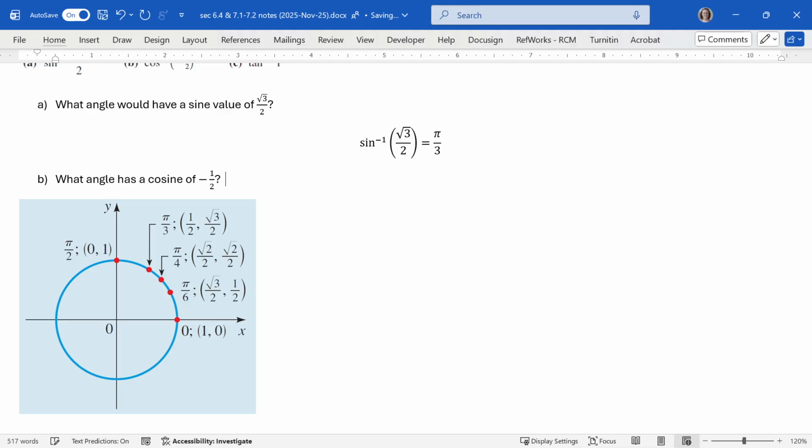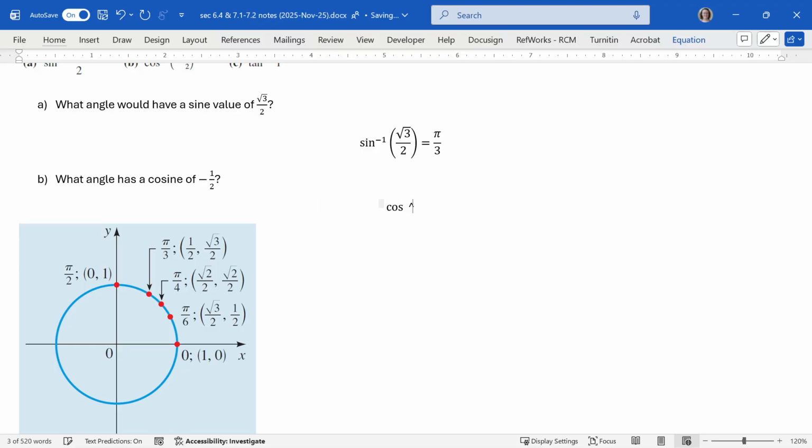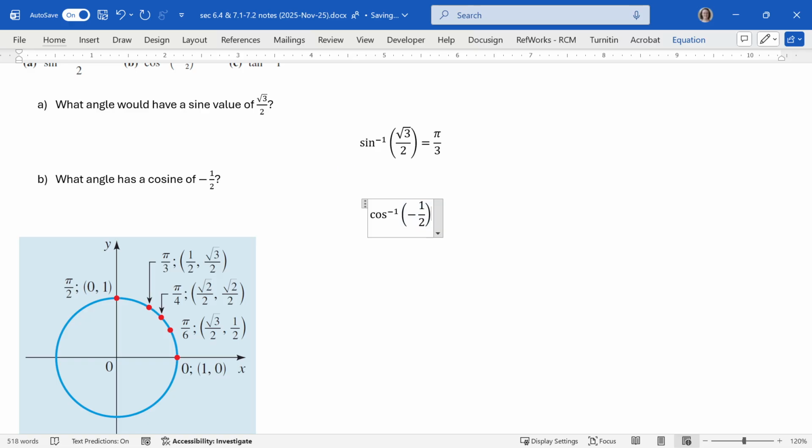Right. So the answer to this one is, oh, and by the way, I should mention something, but let me type this answer in first. So cosine inverse of -1/2 is 2 pi thirds. I should have mentioned actually that there's infinitely many different angles that could give us this sine and also that could give us this cosine.